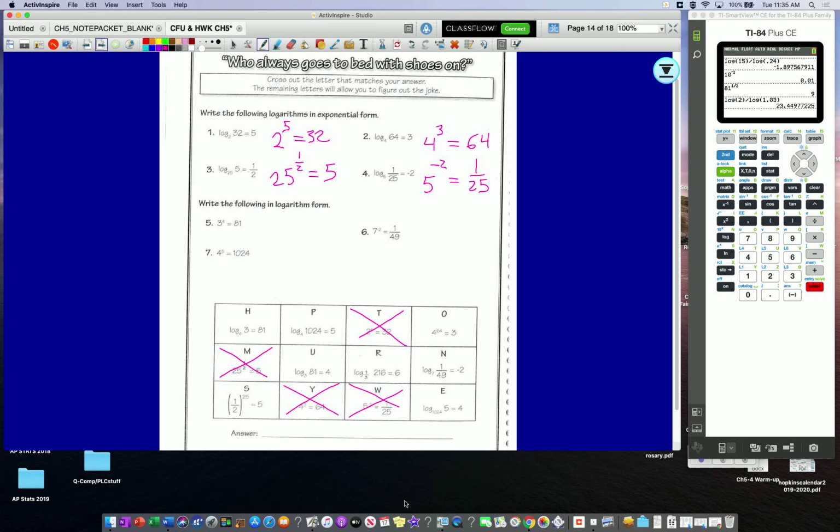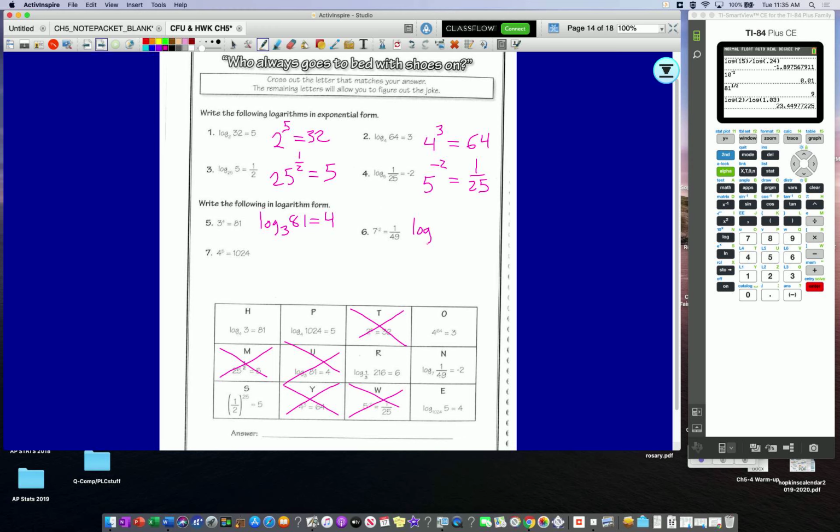So now it says, write the following in log form. All right, log base 3 of the number 81 equals 4. See if we can find that one. Log base 3 of 81 equals 4. Crosses out. Okay, next one.